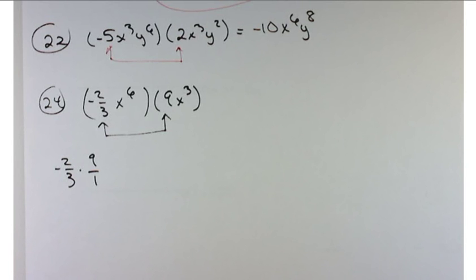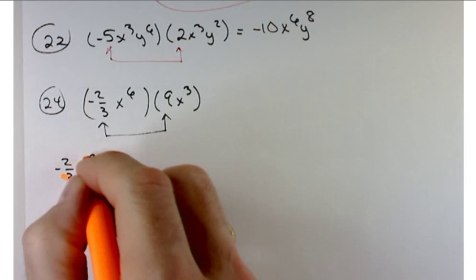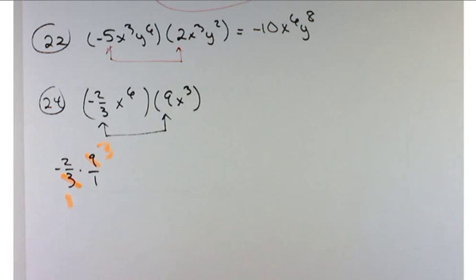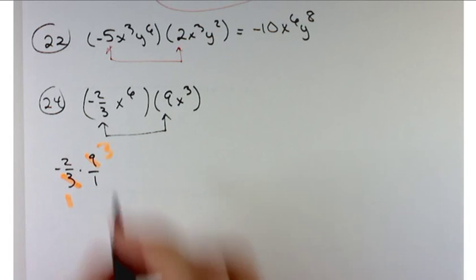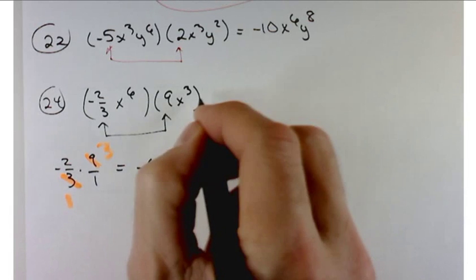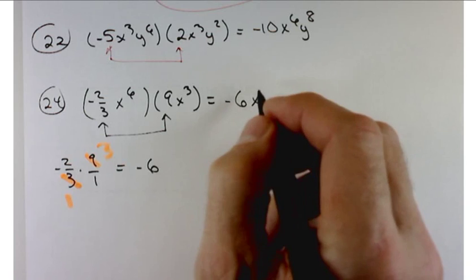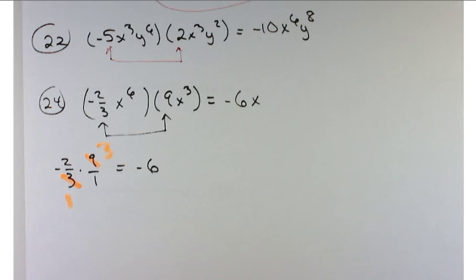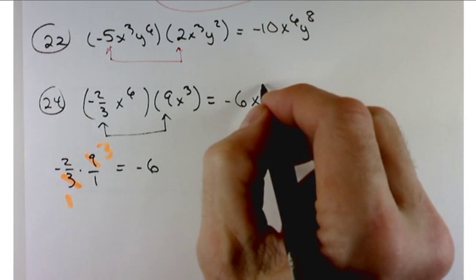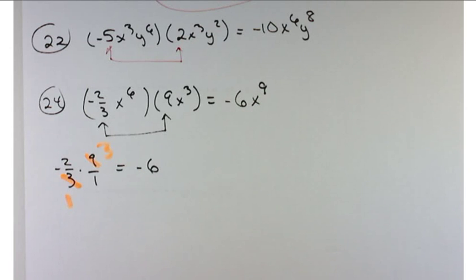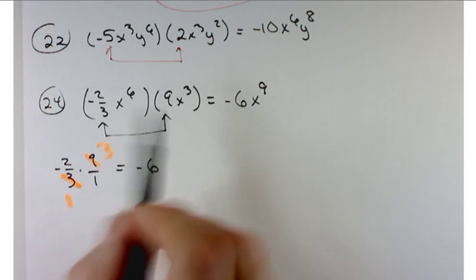And you're right. The reason I want you to do that is so that you'll cancel. I don't want you to multiply and get negative 18 over 3. I want you to cancel. So where's the cancellation? 9 and 3. 3 goes into 3 once, and into 9 3 times. So negative 6. Negative 6, x to what power? 9. X to the 9. Nice. So all that one took was a little extra care with multiplying the coefficients.